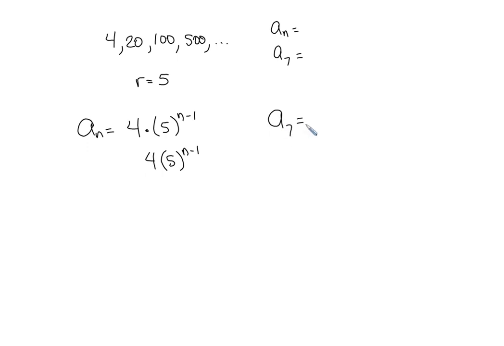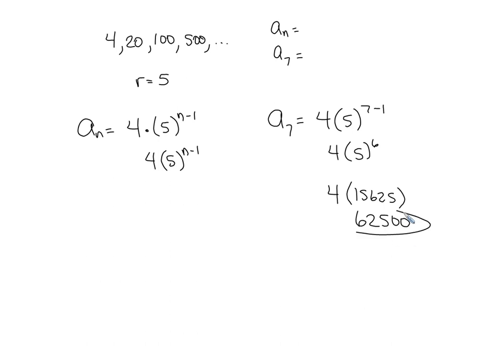So how do we find a sub 7? That's 4 times 5 to the 6th power. So that's going to be 4 times, what's 5 to the 6th power? 15,625 is right. So that's what, 62,000, what is it? 62,500.